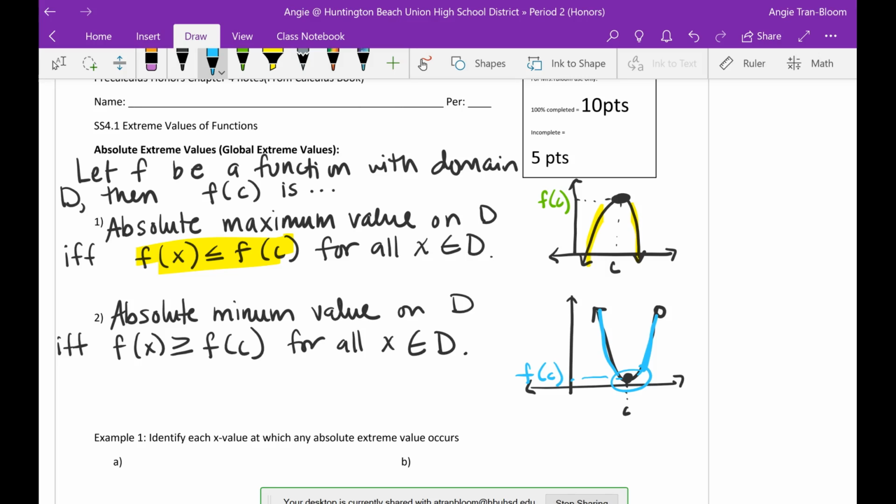So let's distinguish between "is" and "at." If you see the word "is," it's talking about the y value of the min and max. So absolute min is 5 means the y value is 5. Absolute min is "at": if you see the word "at," that means talking about the x location. I want to make sure those two words are really clear.